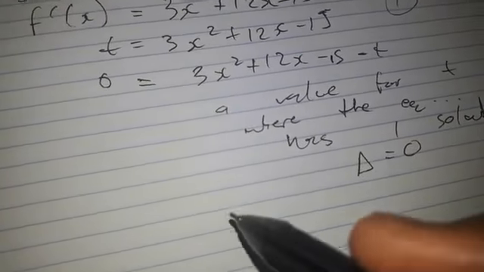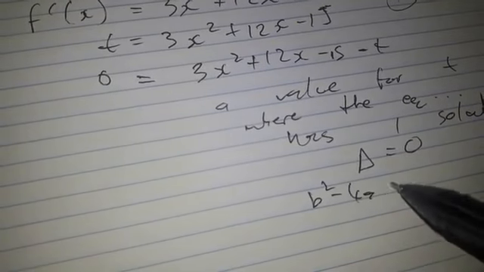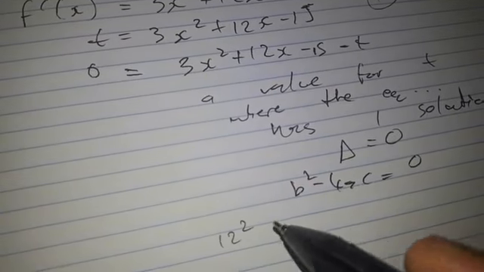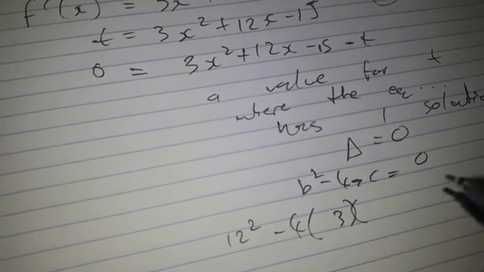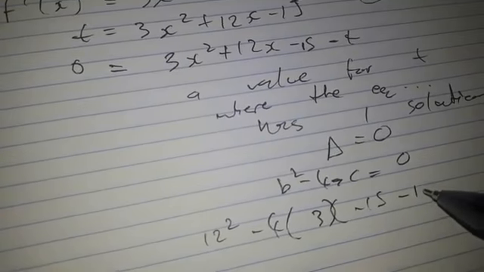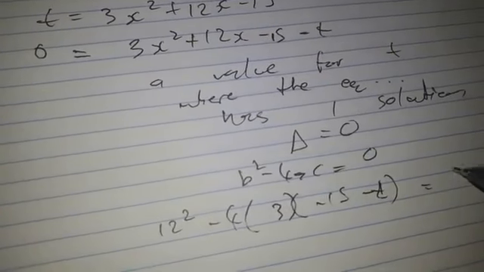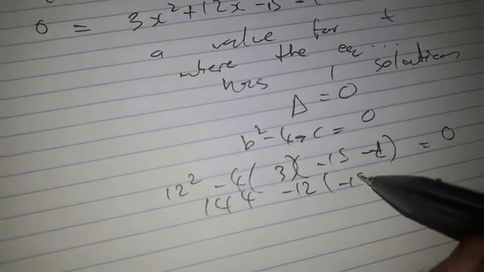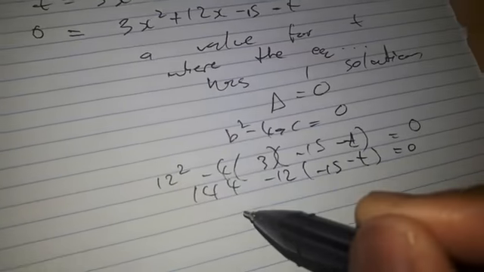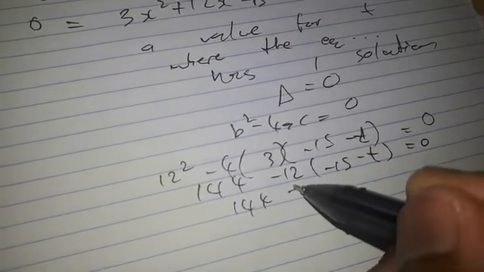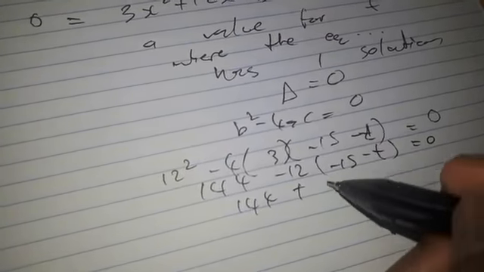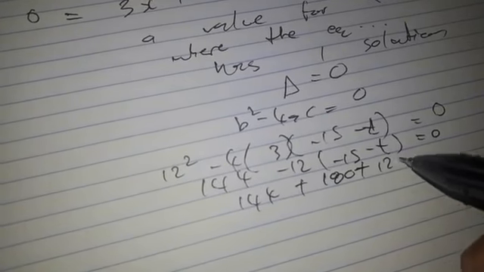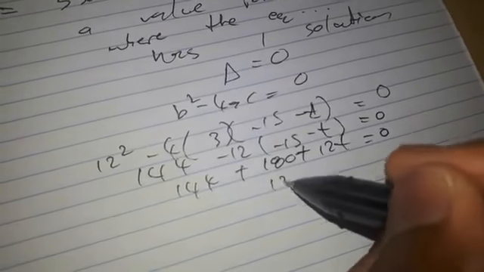Yes, it's quite weird. But anyways, delta is b squared minus 4ac, where it is equal to 0. B, we know that it is equal to 12. We square that. A, we know it's equal to 3. C is technically equal to negative 15 minus t. Equate that to 0. And if you simplify here, you have 144 minus 12 times negative 15 minus t equal to 0. And then you have 144 here. This is going to be a plus, obviously. It's going to be positive 180 in your calculator. And this is going to be a plus 12t.